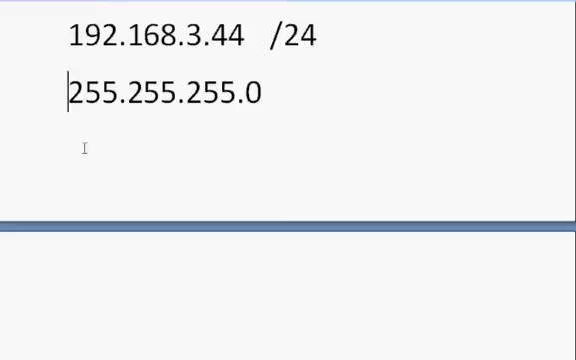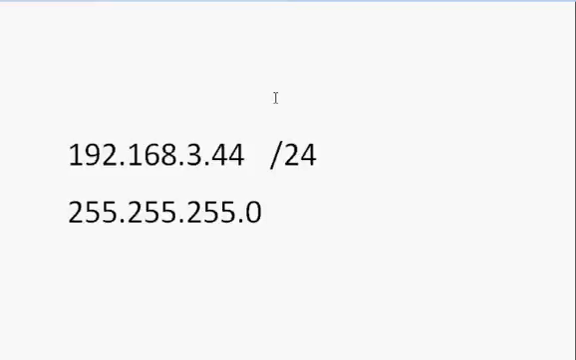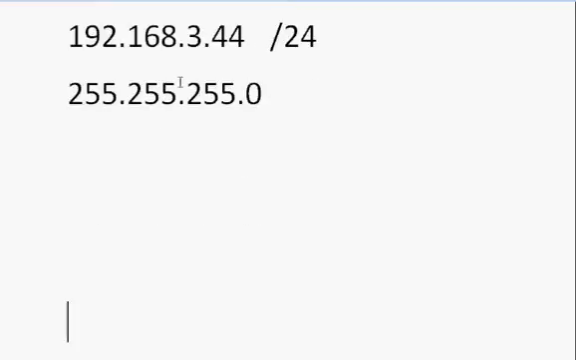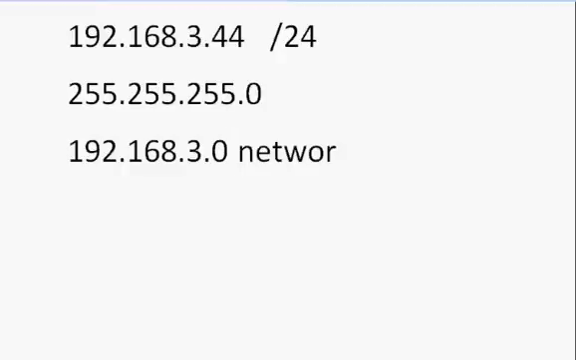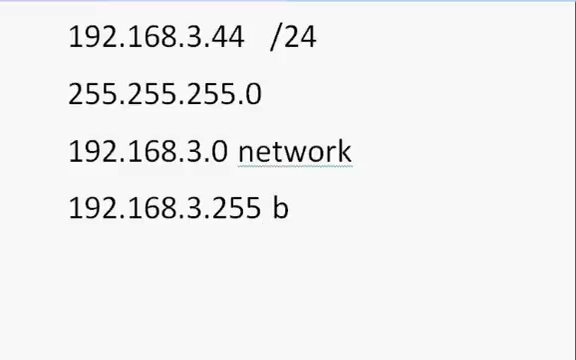Let me scroll down here. What is the network number? Well, in this case, the network number is 192.168.3.0. And then they'll ask you, what's the broadcast number? This is the network number. The broadcast number is the last number in the network. The network number is the first number in the network. So 192.168.3.0 is the first number in the network, and the broadcast number is the last number in this network.